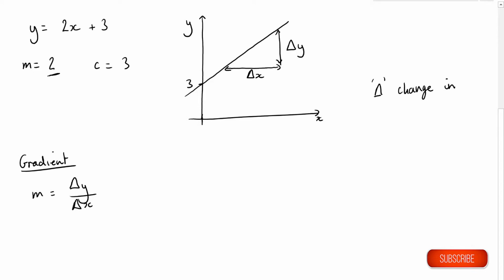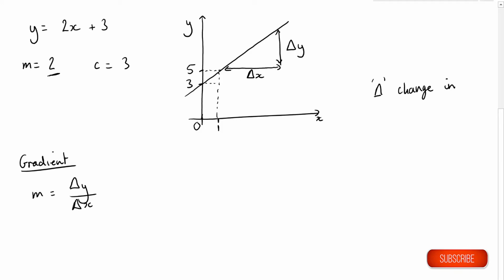In this case, where we have a gradient of 2, it means that for every one step, so if I move along 1, let's say this is 0, along 1 on the x-axis, it means that if my gradient is 2, my change in y has to be 2. So when I get to here, this point here must be 5. Because if I move along 1, I have to move up 2.